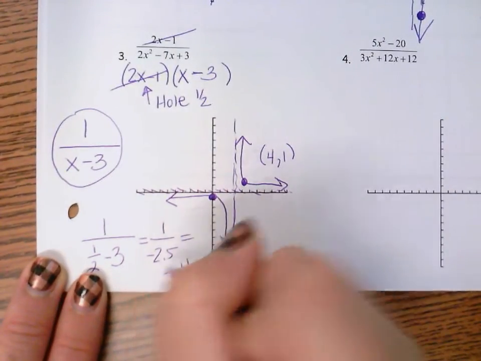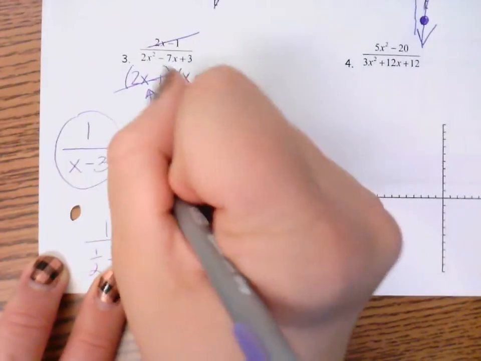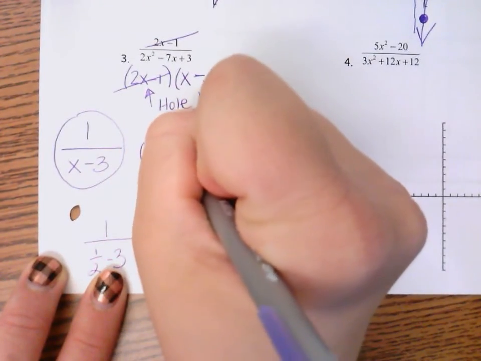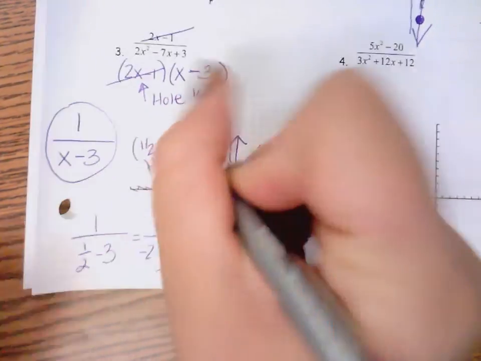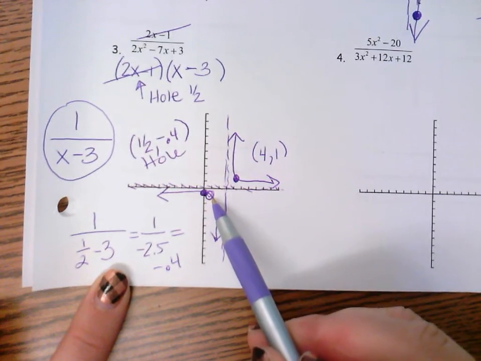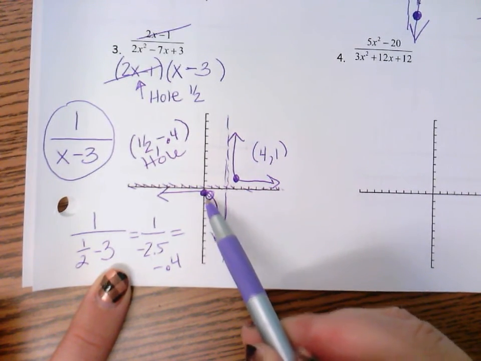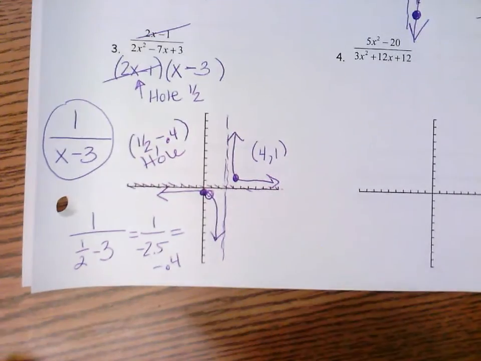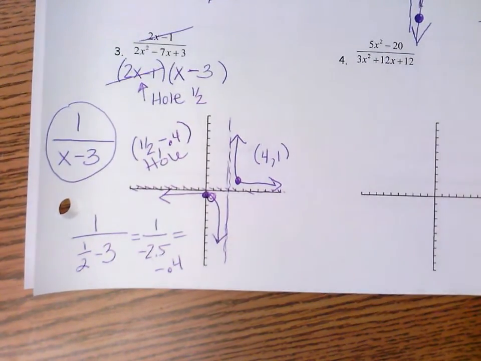So where am I going to write this? Positive 1/2, negative 0.4 is my hole. Positive 1/2 is like right there. Hard to show, but there's my hole at 1/2, negative 0.4. So it's a lot, because then at the very end there could be this kind of step 5. So y-intercept, x-intercept, vertical asymptote, horizontal or slant. Step 5 is there's a hole if it's applicable.